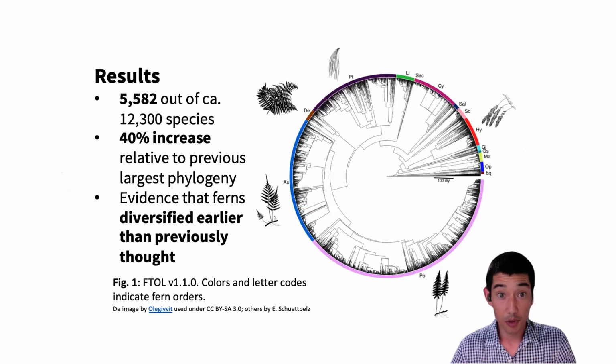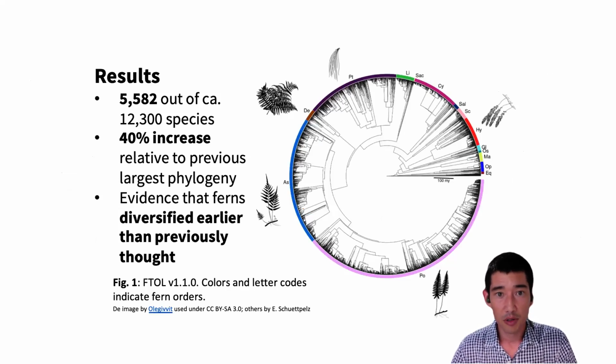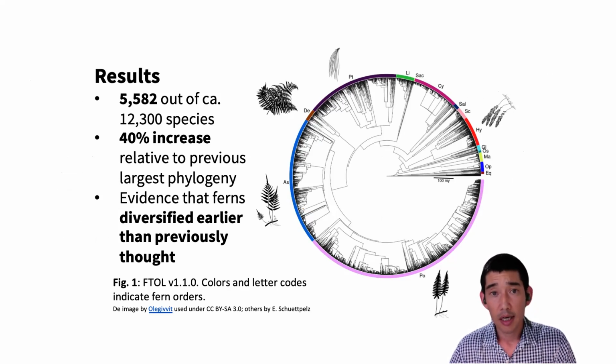As a result of this workflow, we were able to sample about 5,500 fern species out of an estimated 12,300 extant species, so almost half. Now, this is a 40% increase relative to the previous largest fern phylogeny. Interestingly, our divergence timing analysis suggests that compared to previous studies, ferns may have diversified earlier than previously thought.